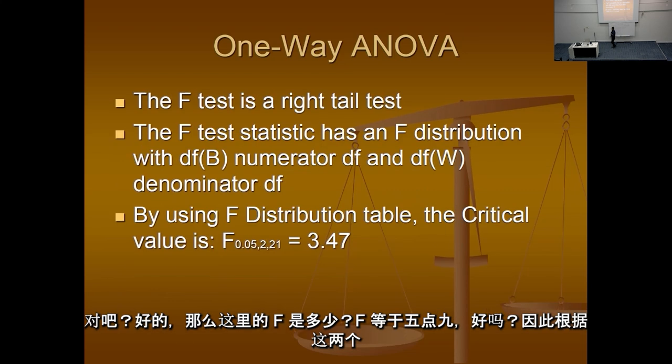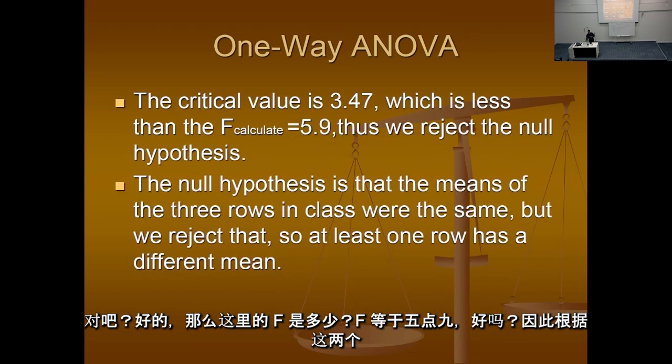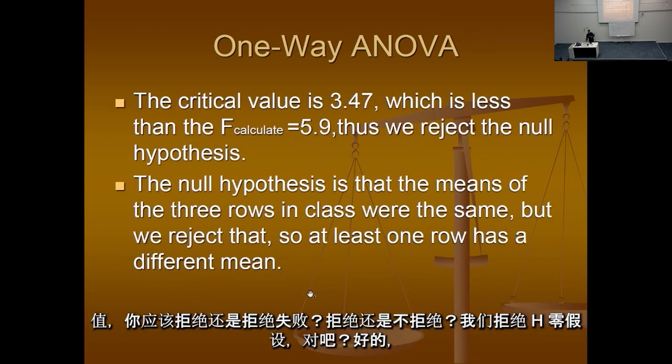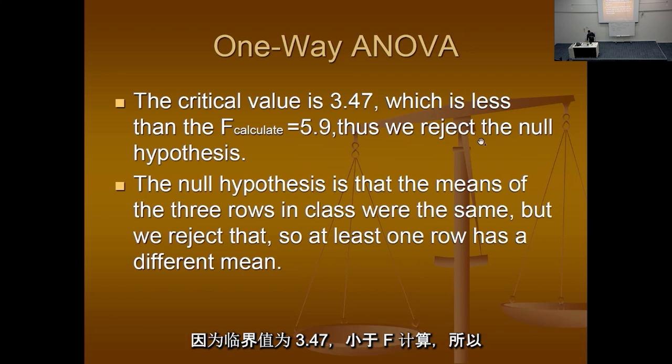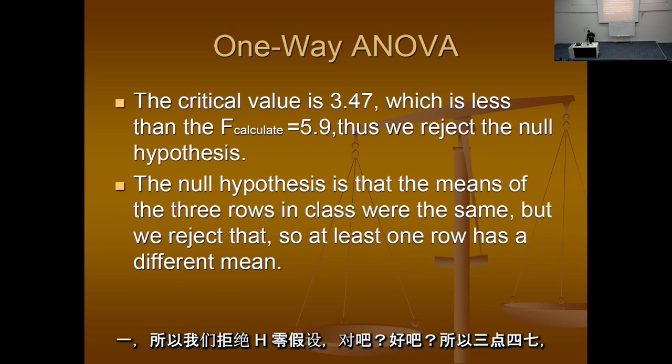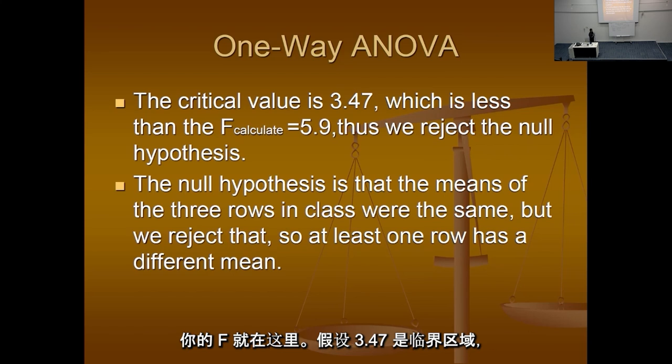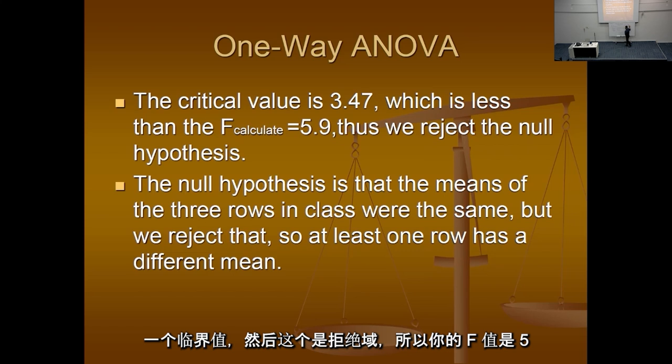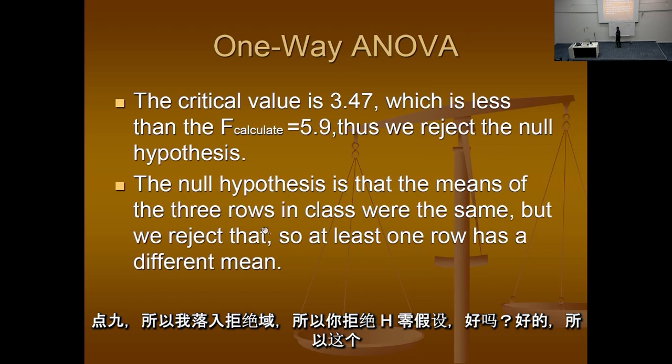So the critical value will be 3.47. What is the F here? F is equal to 5.9. Based on these 2 values, should you reject or fail to reject? We reject the H null, because the critical value 3.47 is less than the calculated F. Let's say 3.47 is the critical value, and beyond it is the rejection region. Your value of F is 5.9, so it falls under the rejection region, so you reject the H null.